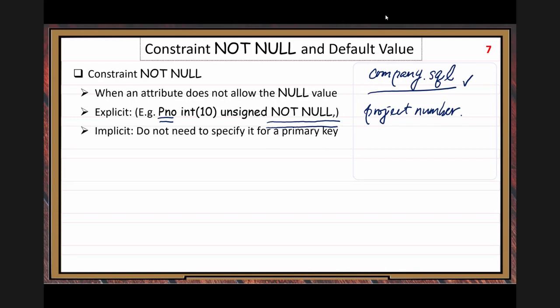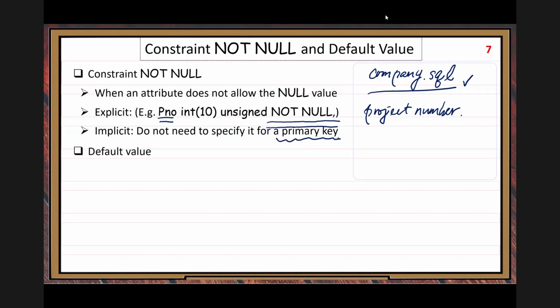Then there is the implicit case, where you do not need to say anything. That implicit case is only used for the primary key. If it's a non-primary key, you have to use the explicit way. For a primary key, you do not need to say that. So that's the implicit not null.